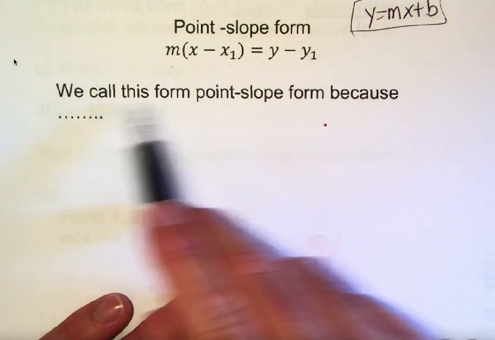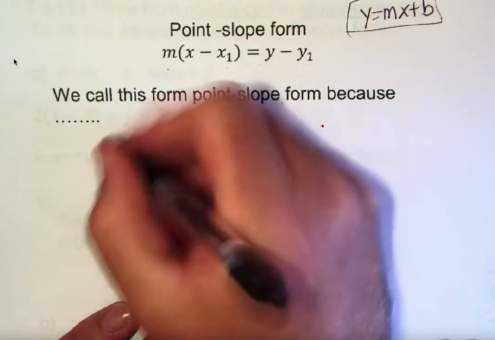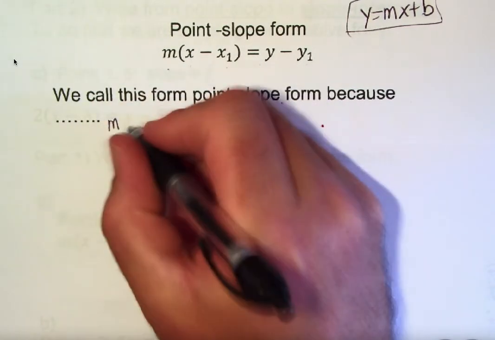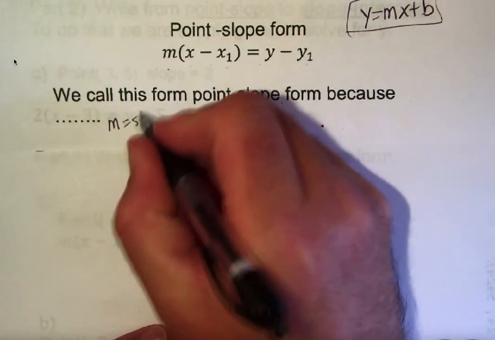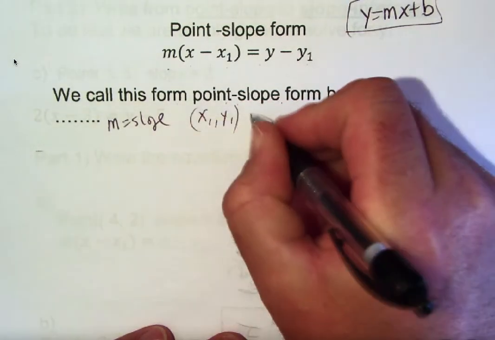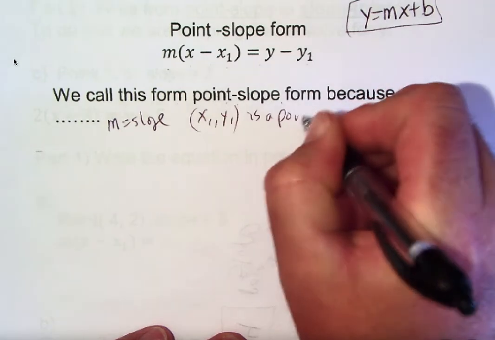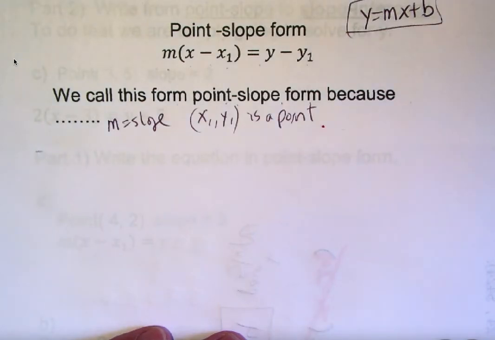And again, we call this the point-slope form because, well, what would you say, right? Well, m is our slope, and x1 and y1 is a point, right? That's it. That's the only thing you have to remember. It's pretty awesome. You don't have to find the y-intercept anymore.